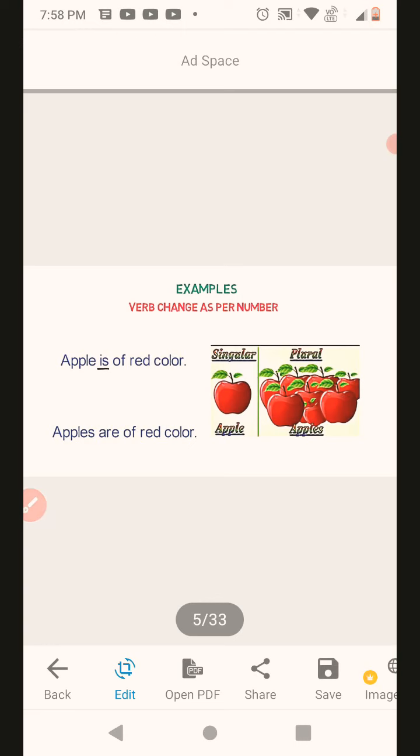Children, in the slide you can see here the verb changes as per the number. If it is singular, it is "The apple is of red color," and if it is plural, it is "The apples are of red color." So your "is" and "are" change according to the number. So when the verb changes as per the tense, as per the person, or as per the number, it is an example of a finite verb.